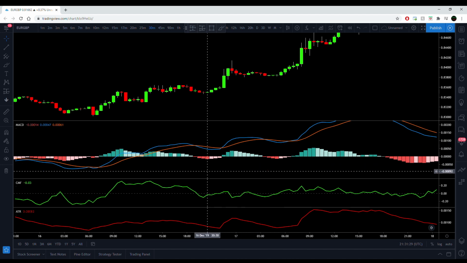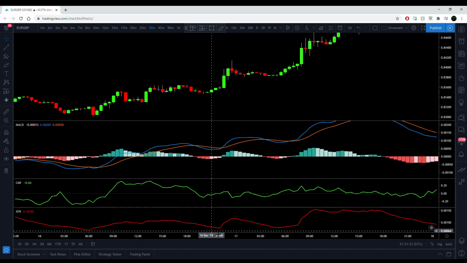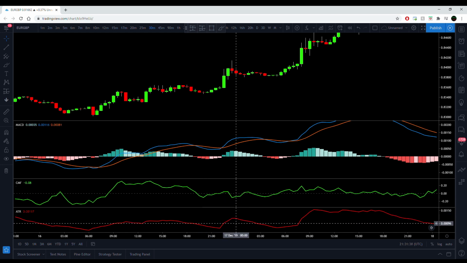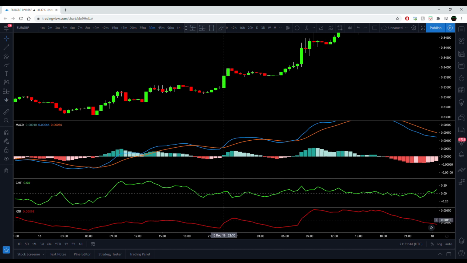First things first, the basic indicator setup: MACD, Chaikin money flow, and the average true range. The average true range is just for setting our stop loss. So you're going to be multiplying the ATR value by 2, and that's going to be your stop loss placement.